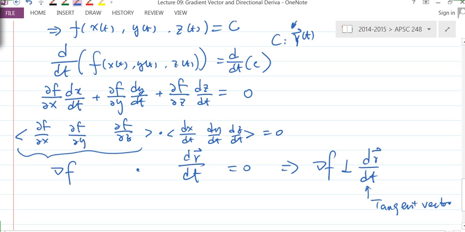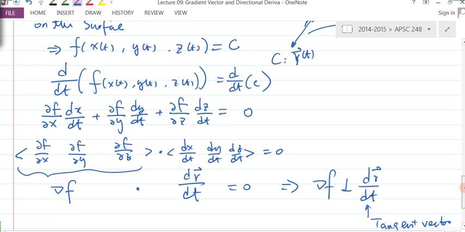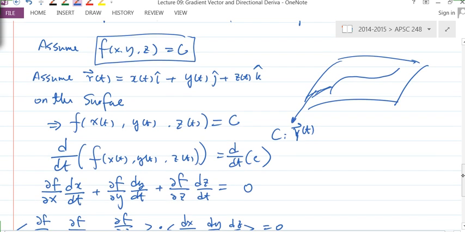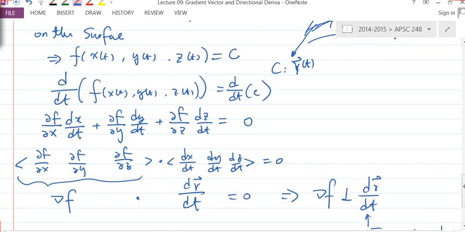So based on this relationship, let's go back to this drawing. Remember, here is an arbitrary curve I drew. I can draw any other curves, maybe like this, and they can all be represented using a vector function like this. It doesn't matter which curve you draw, they are all going to satisfy this relationship. The gradient vector will be perpendicular to the derivative of that curve.